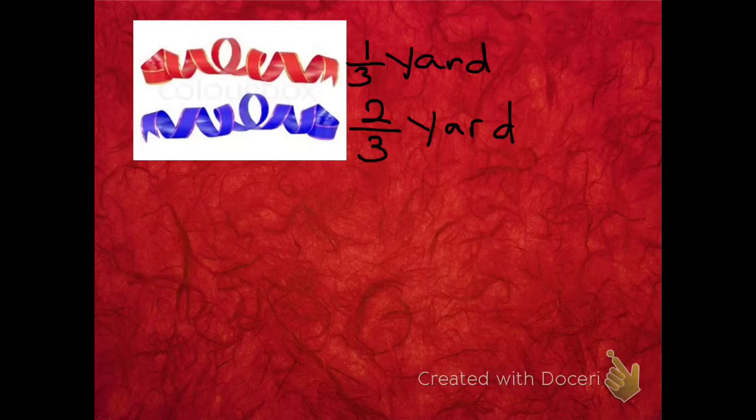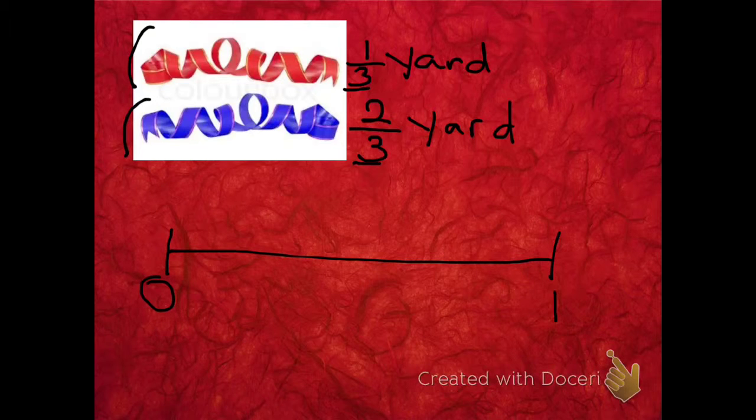Let's say I have 1/3 yard of red ribbon and I have 2/3 yard of blue ribbon, and I want to know which is longer. I know that since the denominators are the same, I can look at the numerator, and the highest numerator is going to be the higher fraction. But let's use a number line just to see.